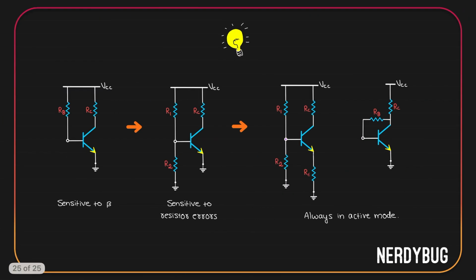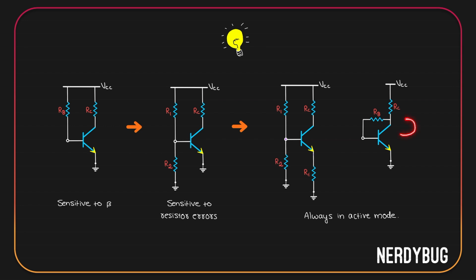Let us summarize what we learned. First, we tried to bias it directly from VCC, which did not work. Then we had fixed bias where we took VCC through a resistor RB, but then IC was too sensitive to beta. Then we figured we could use a voltage divider that significantly made IC independent of beta, but here it was sensitive to resistor errors. So to stabilize the Q point, we added a resistor at the emitter and we called this the emitter degeneration. Emitter degeneration made sure that IC will relatively become constant, and once the transistor is in active mode, it will stay in active mode.